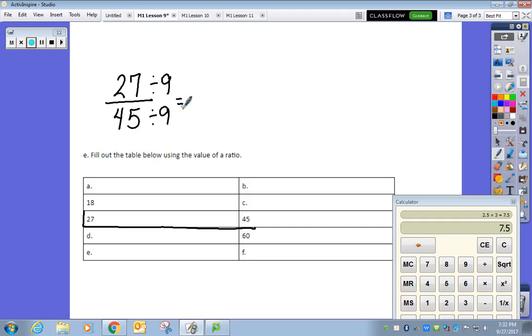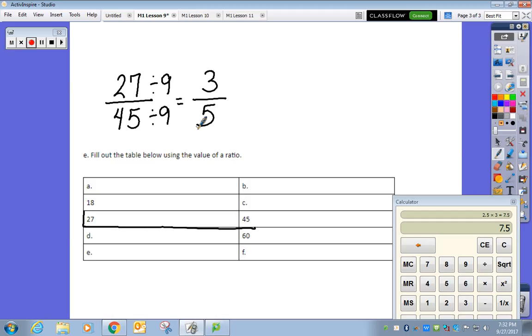When I divide both of these by 9, I'm going to see that 27 divided by 9 is 3, and 45 divided by 9 is 5. So the value of this table is 3/5. So what that means is every single ratio in this table, when simplified, should equal 3/5.